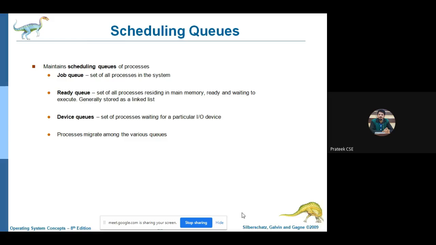As I have discussed, only one process can be in the running state at a time, but many processes can be in the ready state as well as in the waiting state. So basically, what is this job queue? This is related with the new state. The ready queue is related with the ready state, whereas the device queue is related with the waiting state or the blocked state. And as you know, only one process can be in the running state, so we do not require any queue for it, because the CPU will have only one process at a time.